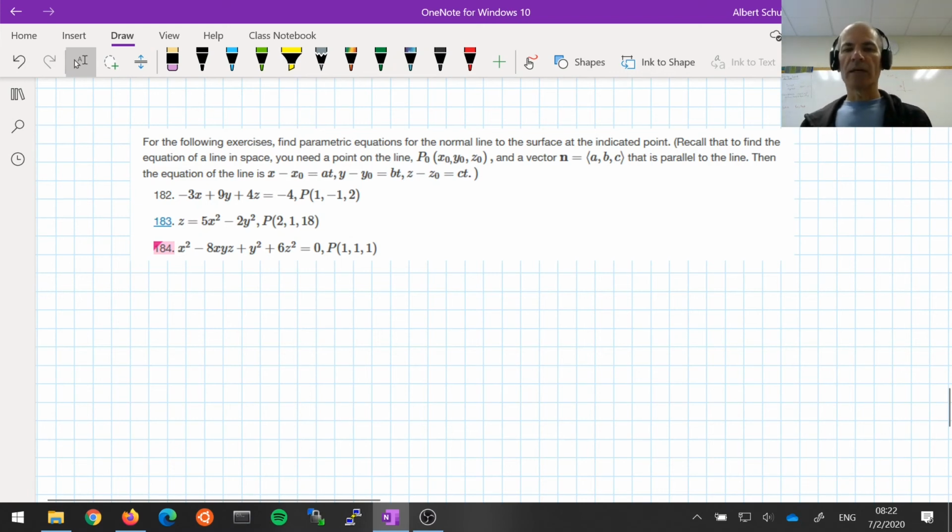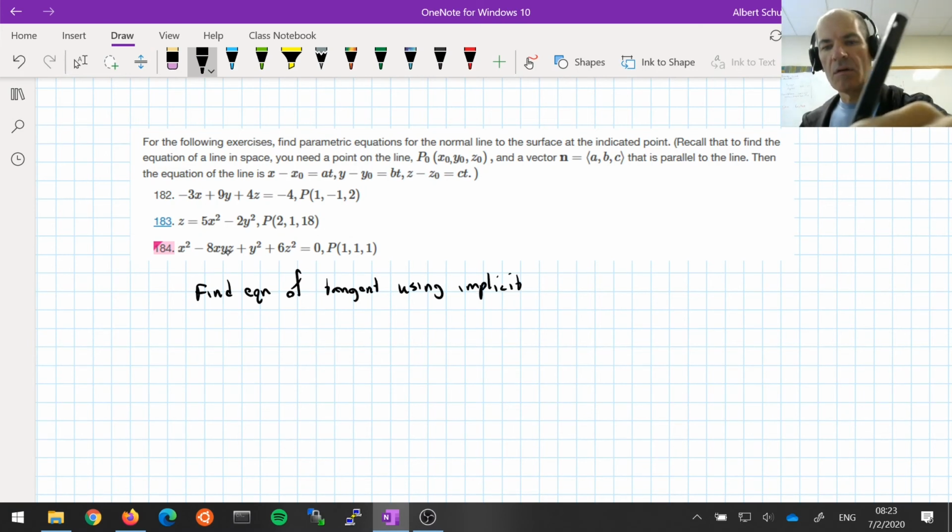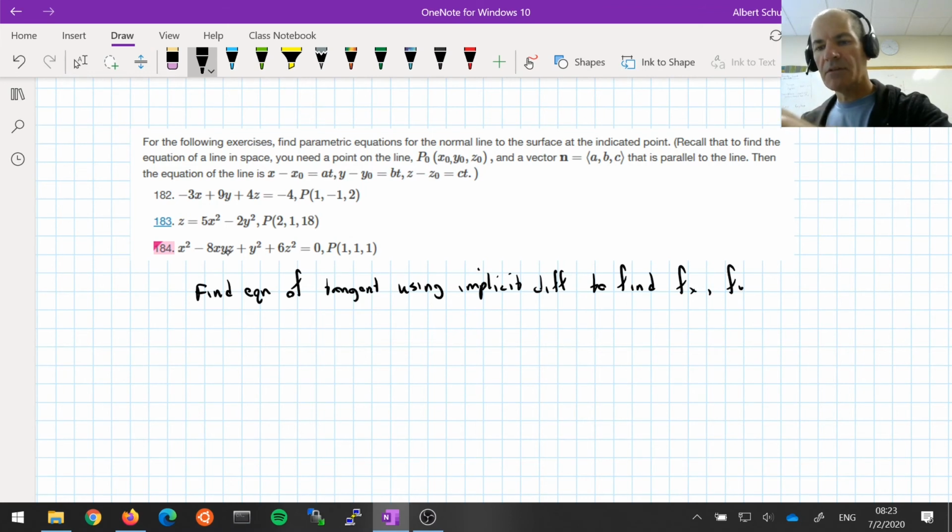So how can we compute the normal direction of this surface at this point (1, 1, 1)? Well, what we're going to do is find the equation of the tangent line, sorry, not the tangent line, of the tangent plane, using implicit differentiation to find f sub x and f sub y in the formula for the tangent plane.